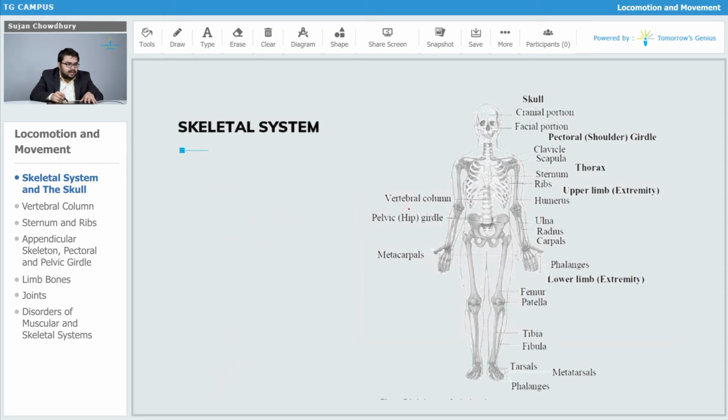So here we can have a look at the skeletal system in us. We have got bones and cartilages. Different joints of bones are also visible.